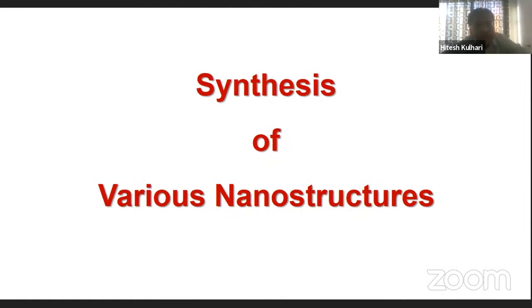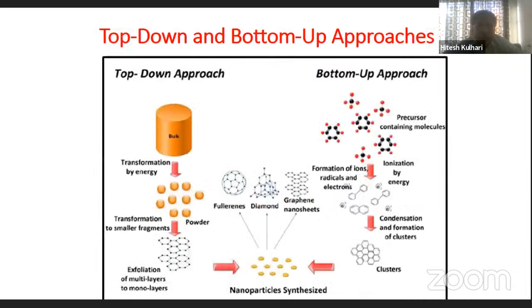Now, how can we synthesize these various nanostructures? Basically, there are two types of approaches. One is known as the top-down approach, and the other is the bottom-up approach. In the top-down approach, we take the bulk material and transform it into small particles using techniques like grinding and cutting. These are the general techniques.